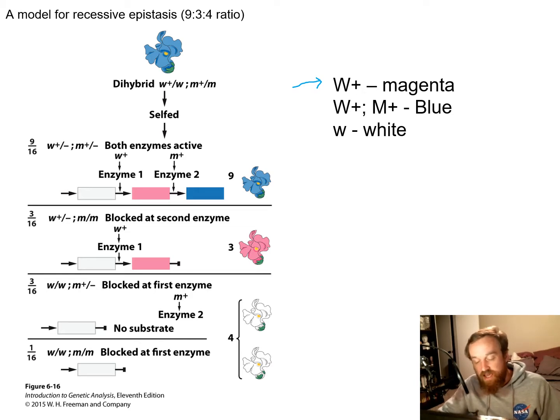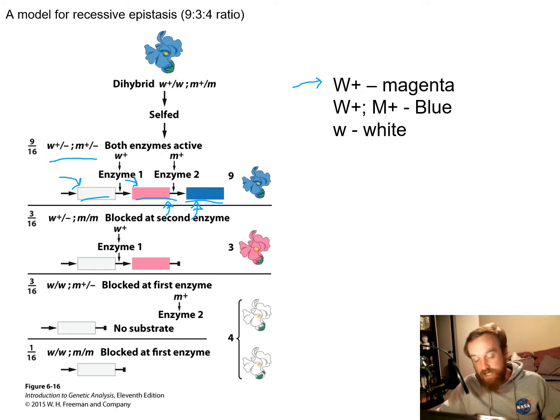What W does is it converts this white pigment to a magenta pigment, and then what the M plus allele does is convert magenta to blue. So if we were to do this Mendelian ratio, or this selfing of a heterozygote, an individual heterozygous for the W and M alleles, we would normally get a 9:3:3:1 ratio, where we would have 9 individuals that were heterozygous for both alleles, I should say. And so they're able to convert this white to magenta, and then magenta to blue.